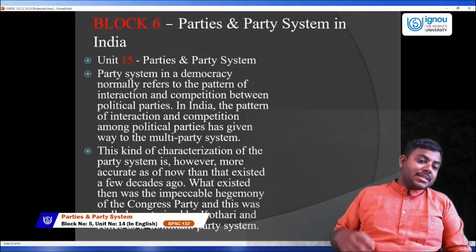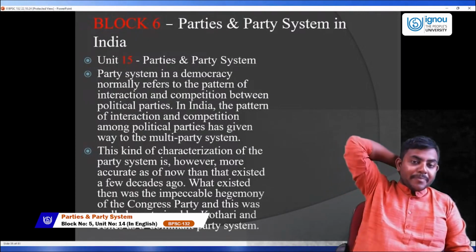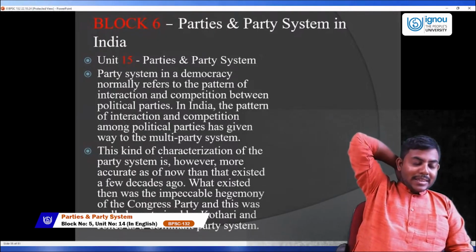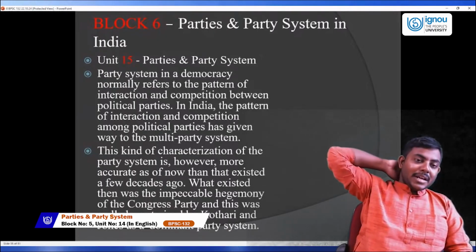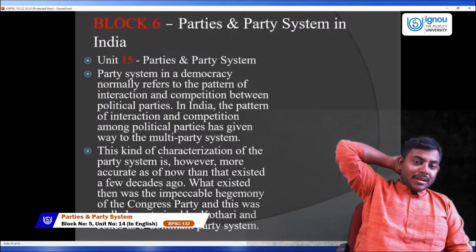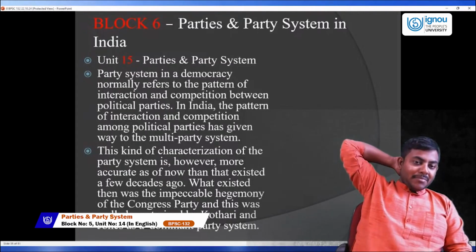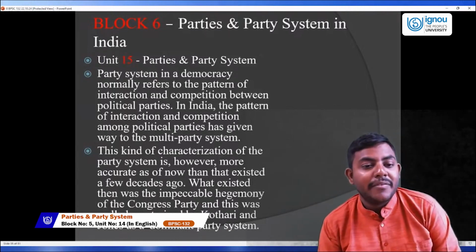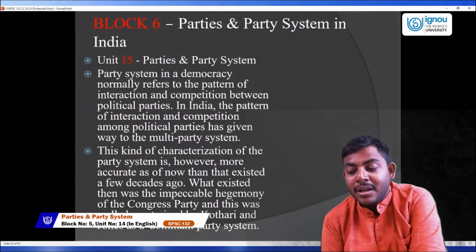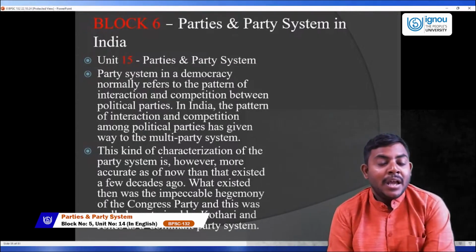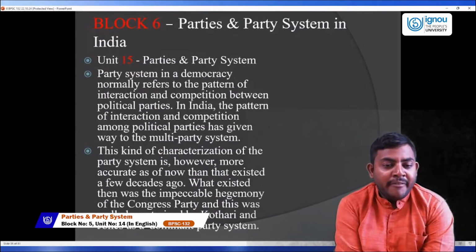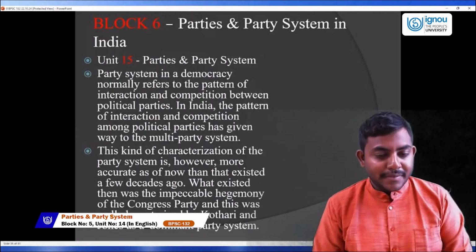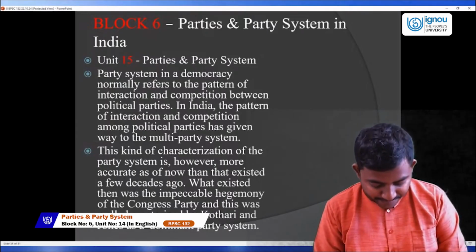So now let us discuss the sixth block of this paper, which is pertaining to parties and party system in India. And this block consists of one unit, that is unit 15, the last unit, which is parties and party system. So party system in a democracy normally refers to the pattern of interaction and competition between political parties. In India, the pattern of interaction and competition among political parties has given way to the multi-party system.